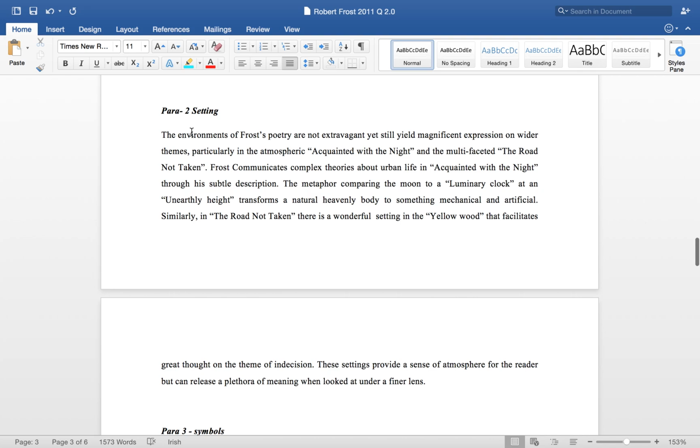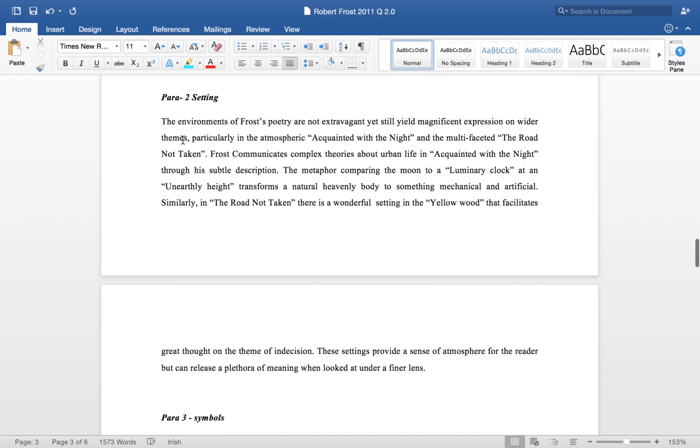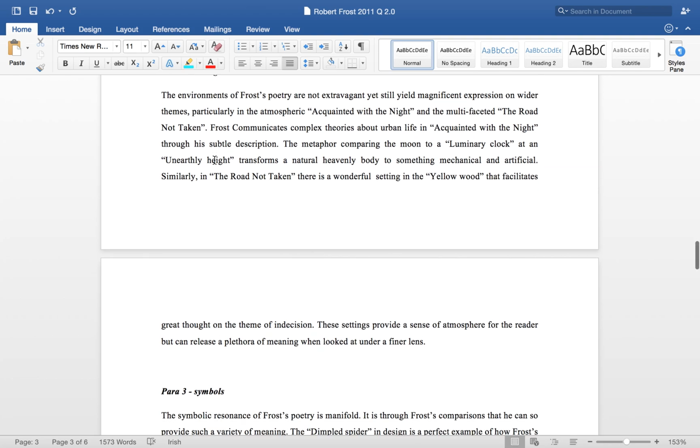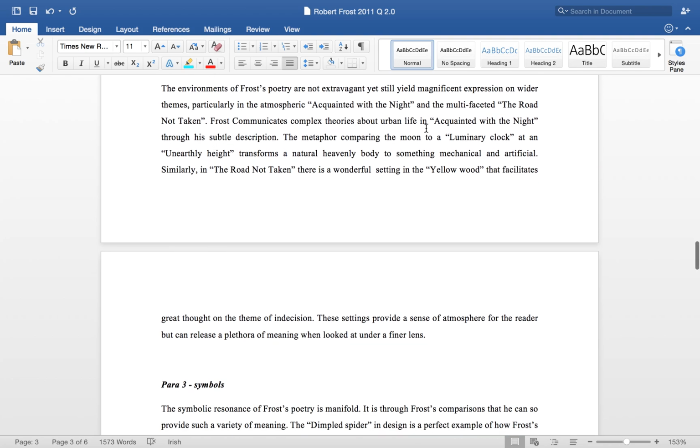So we're going to move on to setting here. The environments of Frost's poetry are not extravagant, yet still yield magnificent expression on wider themes, particularly in the atmospheric Acquainted with the Night and the multifaceted The Road Not Taken. Frost communicates complex theories about urban life in Acquainted with the Night through subtle description.